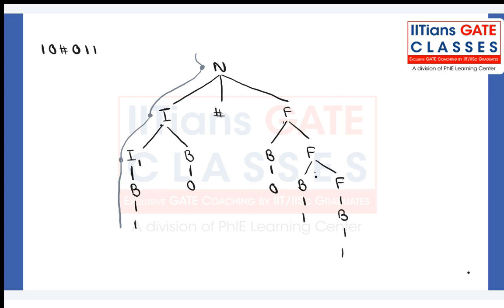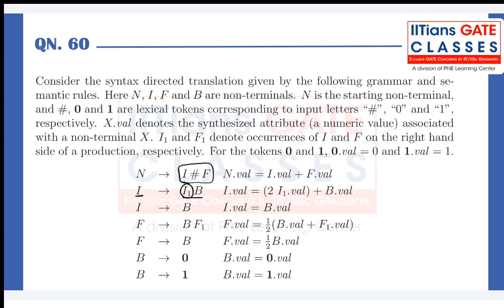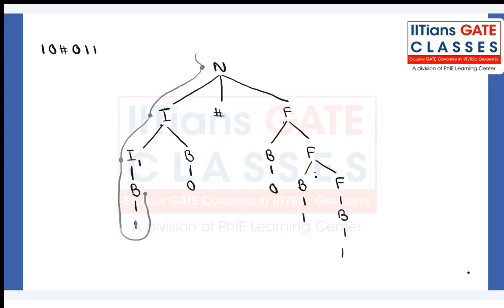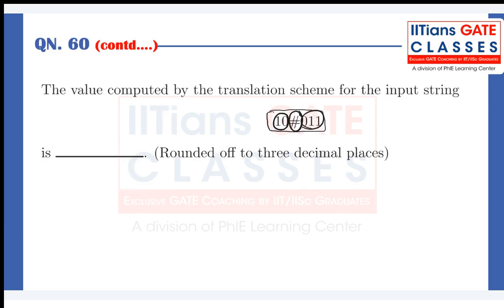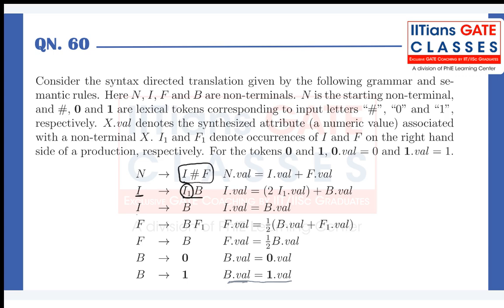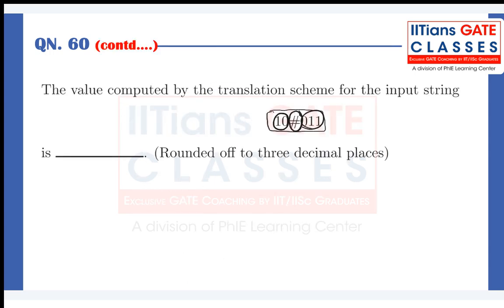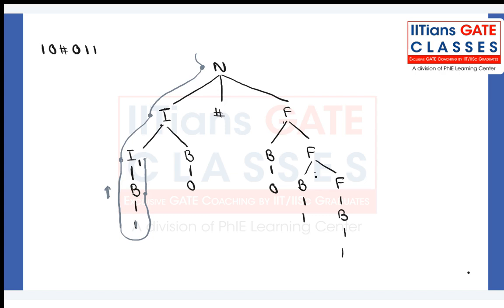Now, when I have gone till here, when I went up to B, B is a symbol, and you have to look at the semantic rule. It says B dot val is 1 dot val. 1 dot val is 1, given in the question. So B dot val is 1. Now you go up to I1, and you use this rule. I derives B, so I dot val is B dot val. So this is also 1.